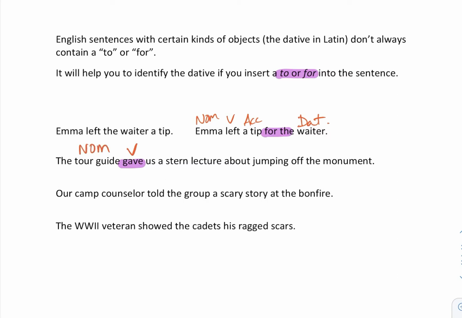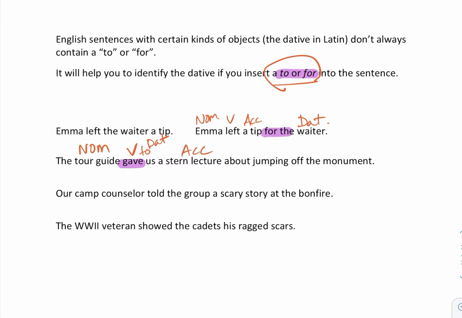Now, what did the tour guide give? Did he give us something, or did he give a stern lecture? So where would the to or the for make most sense? Did he give us to a stern lecture, or did he give a stern lecture to us? Makes way more sense, because a stern lecture is not something you can hand somebody over to. So he gave a stern lecture to us. Because we can put the to in there, we know that's the dative, because it gets the to or the for, right? And the accusative would be the stern lecture.